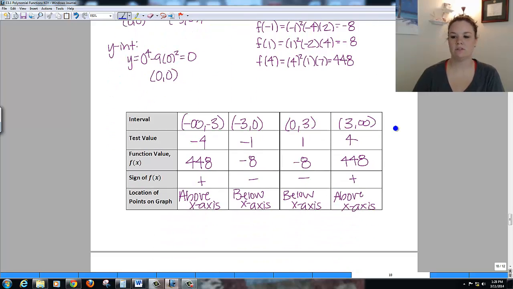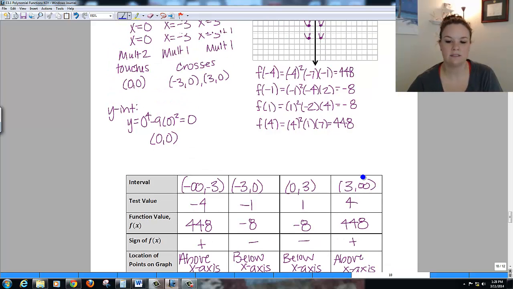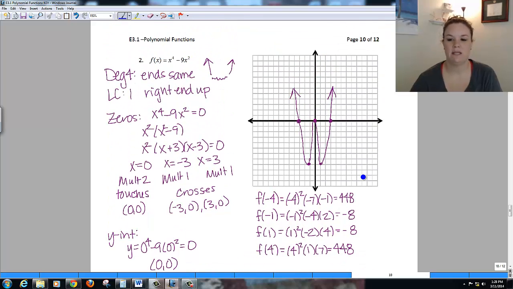Wrote out my intervals. I picked a number in each interval, plugged it in, which tells me that I get a positive interval, a negative, and a positive. So notice when I go up here to graph this, my first piece of my graph, my y values are positive. They're above the x-axis. Then I cross at negative 3 and they become negative. Okay, and I went ahead and plotted these 2 points that I got from my test points.